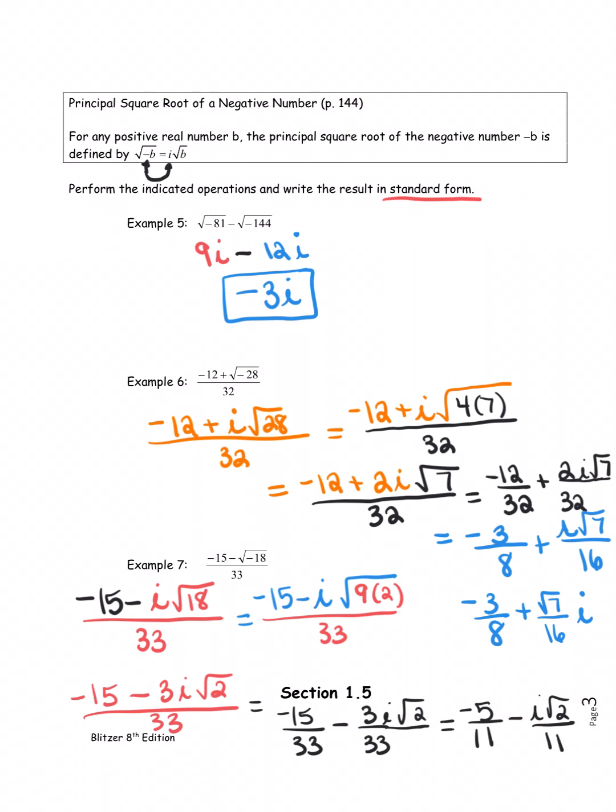And if my MyMathLab wants it in the proper format, it might say negative 5 over 11 minus square root of 2 over 11 i.